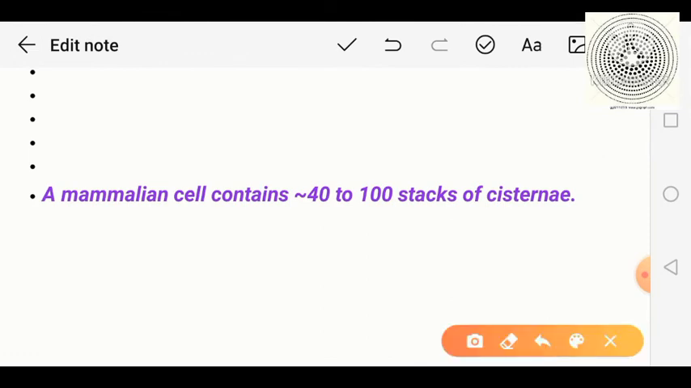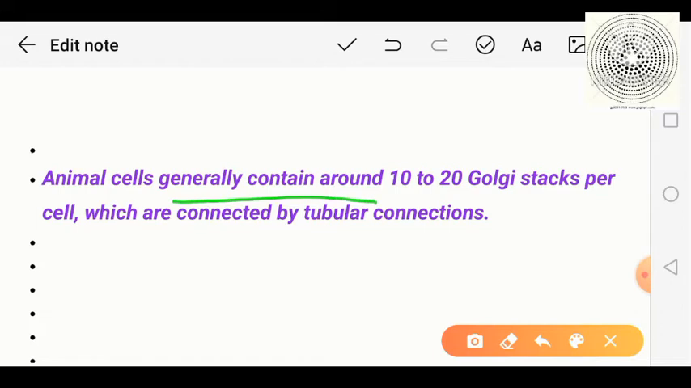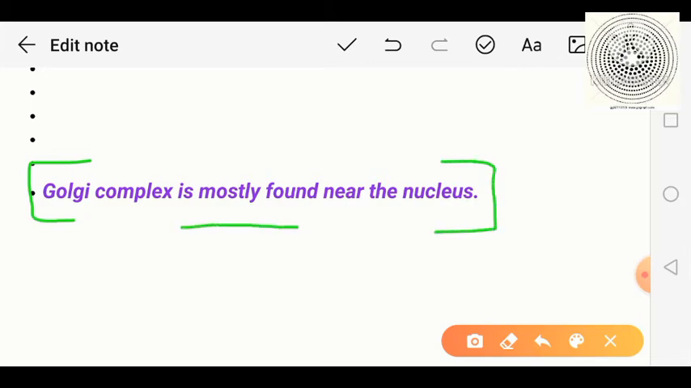A typical mammalian cell contains approximately 40 to 100 cisternae stacks. Animal cells generally contain 10 to 20 Golgi stacks per cell, which are connected by tubular connections. All these Golgi complexes are connected by tubular connections. And as I told you already, the Golgi complex is mostly found near the nucleus.